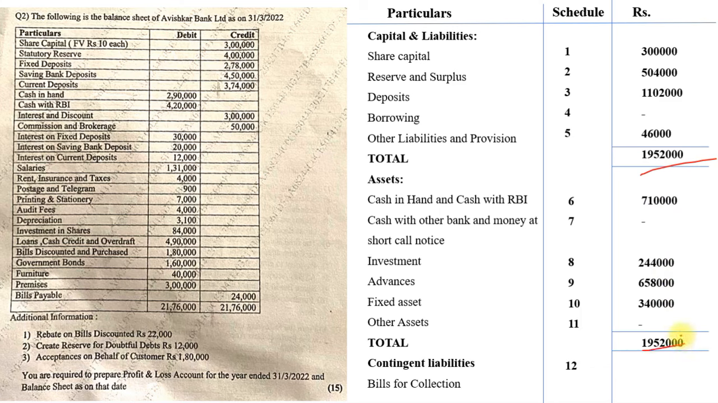Now last thing, contingent liability, that is bill for collection, adjustment number 3, 1 lakh 80,000 will be posted outside, which doesn't get into the total part. So with this, our entire balance sheet has tallied, 19 lakh 52,000 on either side of liabilities and assets. So this is how you had to solve question number 2, where they asked you to prepare the profit and loss account and the balance sheet.